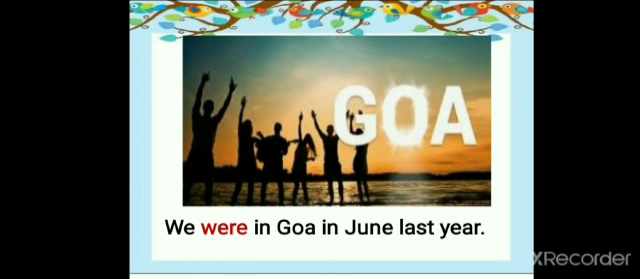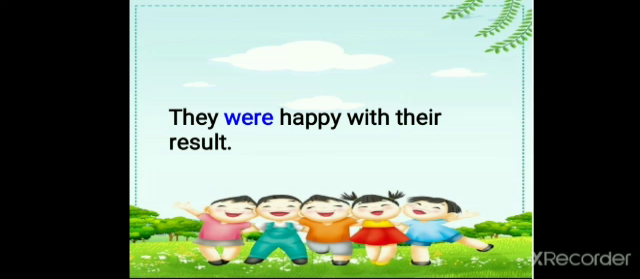We were in Goa in June last year. Here, we is a plural pronoun and last year refers to past time. So we will use were in this sentence. Let's see the next sentence, my dear students. They were happy with their result. They is a plural pronoun. So we will use were in the past tense.